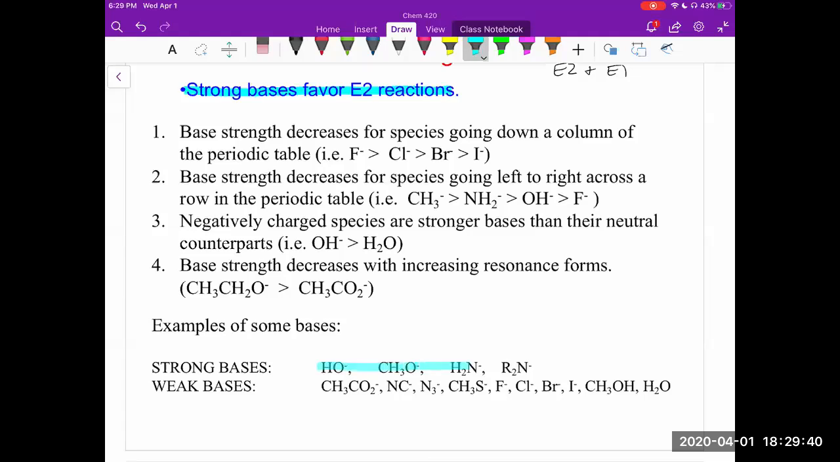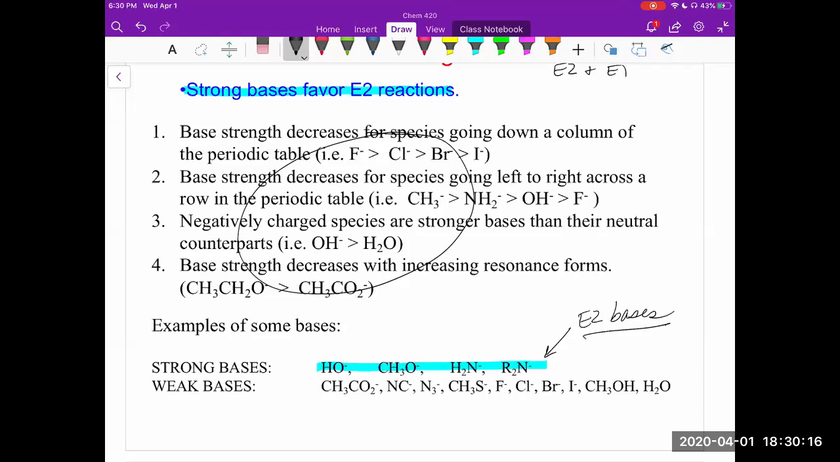So we're going to see E2 reactions with bases that are down in this lower list down here: OH minus, CH3O minus, H2N minus, and R2N minus, so amines that have been deprotonated. Those are the bases that will give us E2 reactions. All this wording here, we've seen before, just ways of predicting base strength on the periodic table. So you can go over that and refresh it on your own. But the take home thing, memorize these. Those are the E2 strong bases.